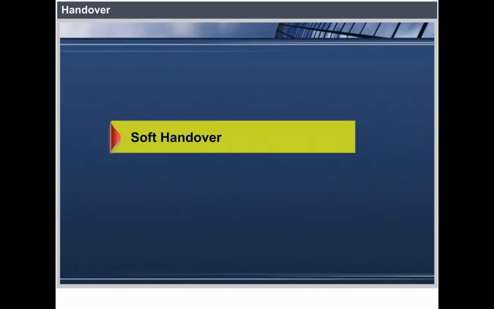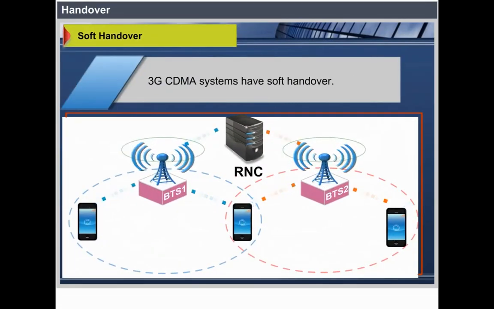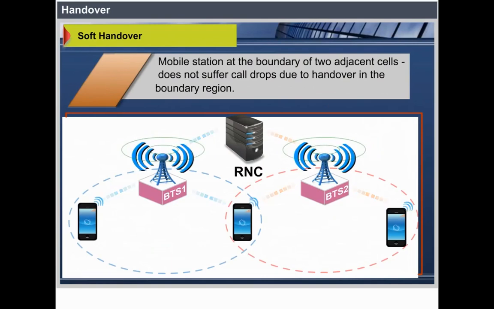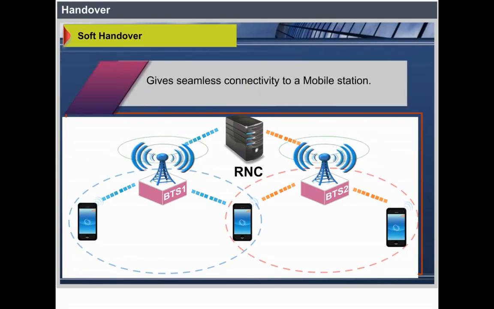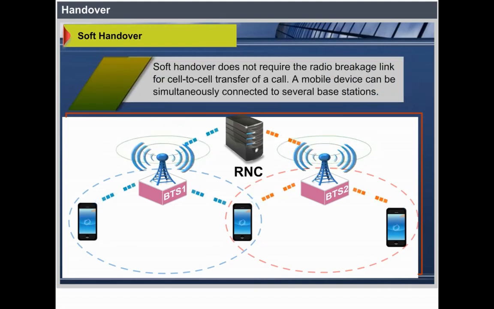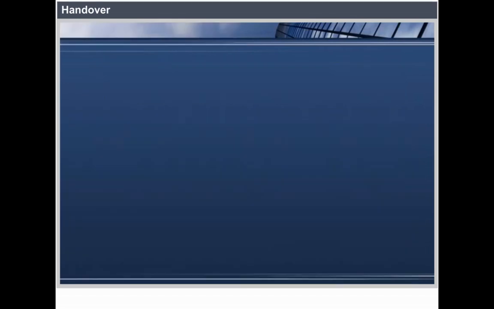Soft handover. 3G CDMA systems have soft handover. Mobile station at the boundary of two adjacent cells does not suffer call drops due to handover in the boundary region. Gives seamless connectivity to a mobile station. Soft handover does not require breaking of the radio link for cell-to-cell transfer of a call. A mobile device can be simultaneously connected to several base stations.